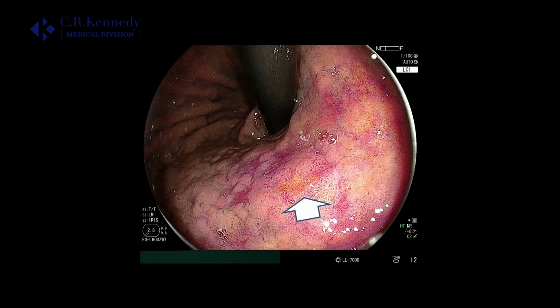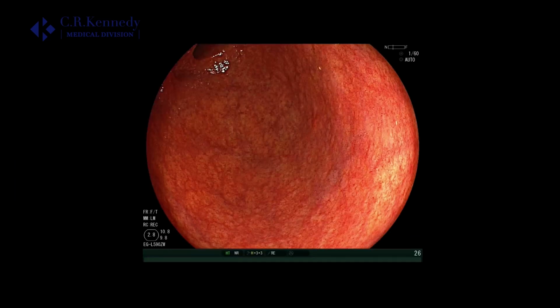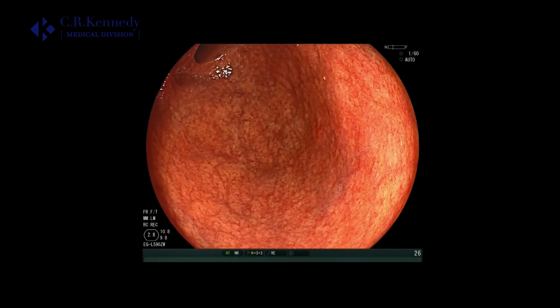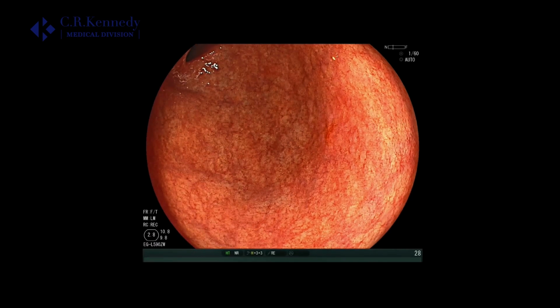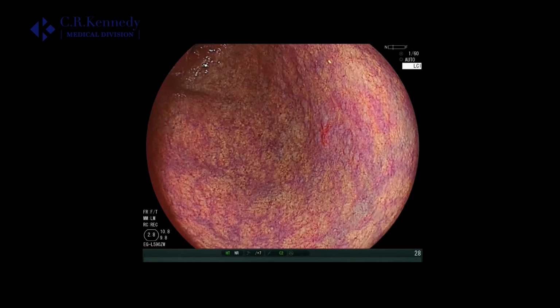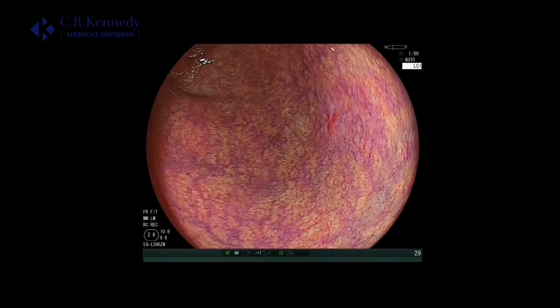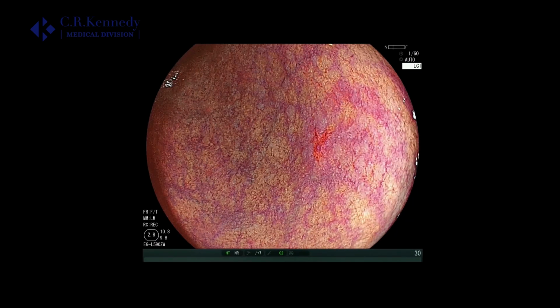So next. How about next one? Can you see a cancer here? It's difficult to detect, but change to LCI, purple and orange. So the orange surrounded by the purple is gastric cancer.